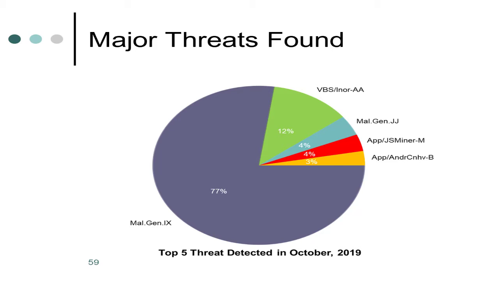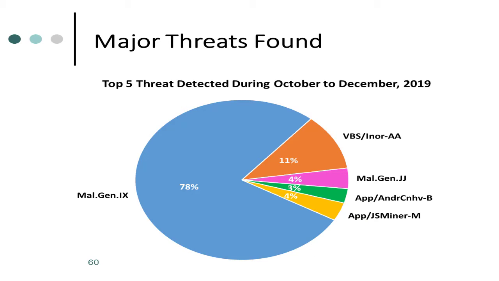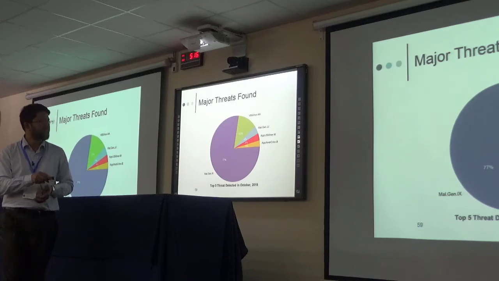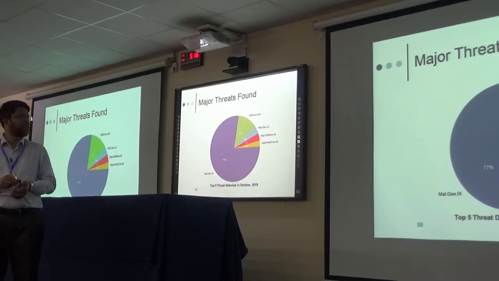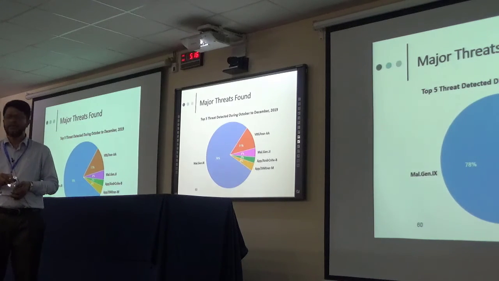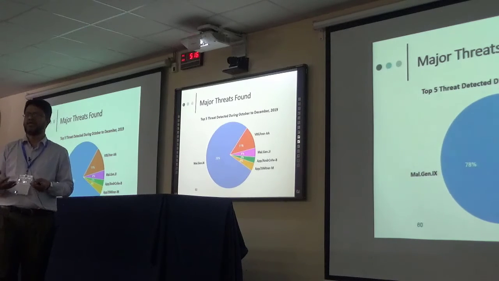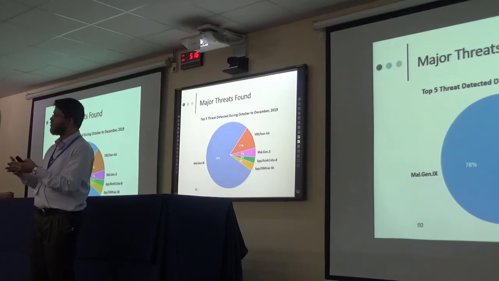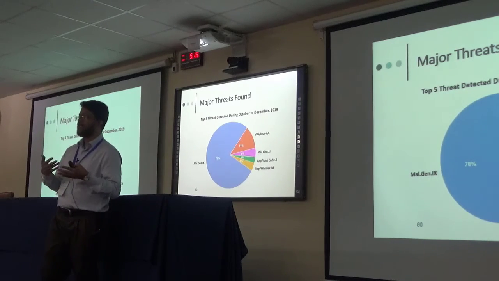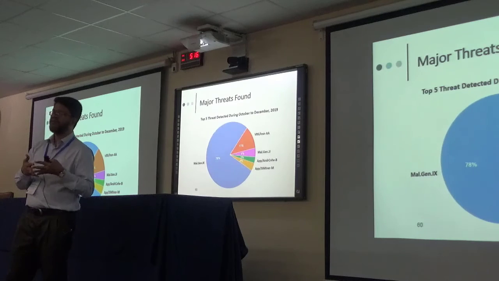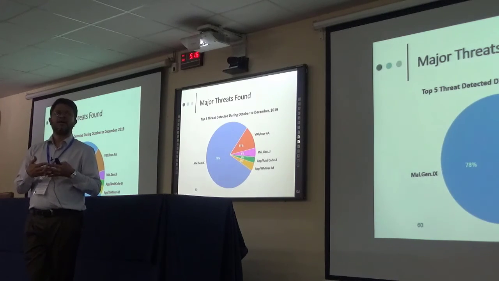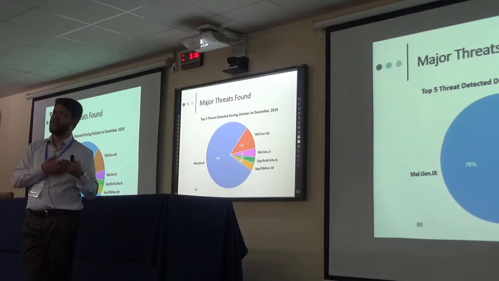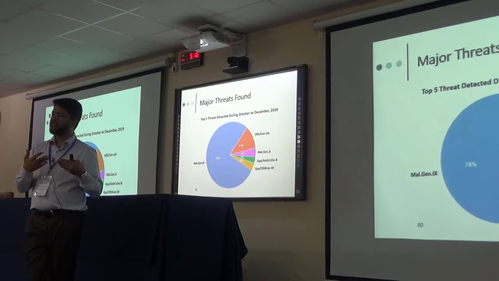Okay, so for October to December, we also see similar trends. So Gen 9 has 78% of the ratio of all the attacks that we see compared to others. So if you just add these two things, 77 and 12, so 89, and also here 78 and 11. So that means almost 90% of the attacks come using these two particular malwares. So the attackers that are launching the attacks are basically using these two for infection. The reason being, these are the most recent malwares in terms of virus attacks, malware attacks.